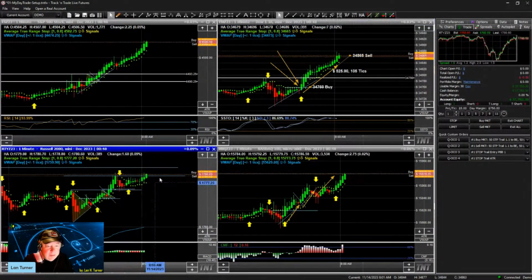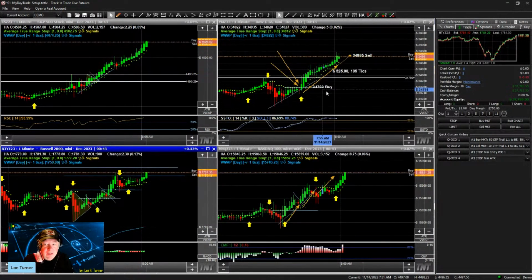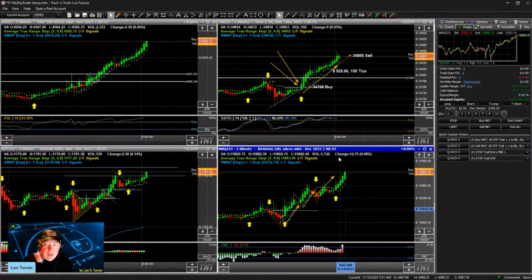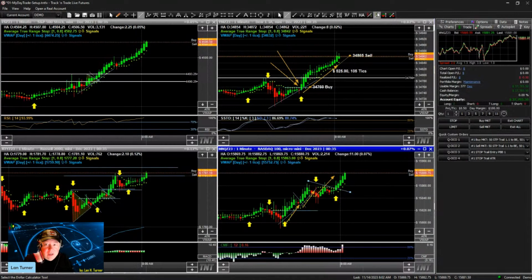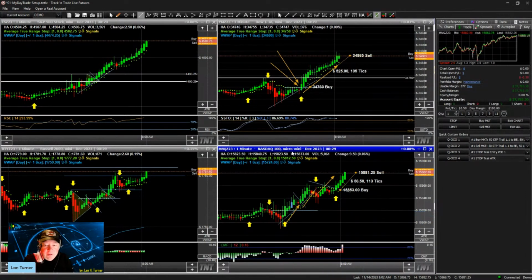The Russell has been a little lazy right in here. It's not been breaking like we anticipated, but the S&P and the Dow have really been going. The NASDAQ just broke the little green lights right here. That was a nice signal for the NASDAQ, and it's gone up nicely. This is a micro mini, so that's $56, or it would have been $565 on the regular mini. Again, 10 times smaller.